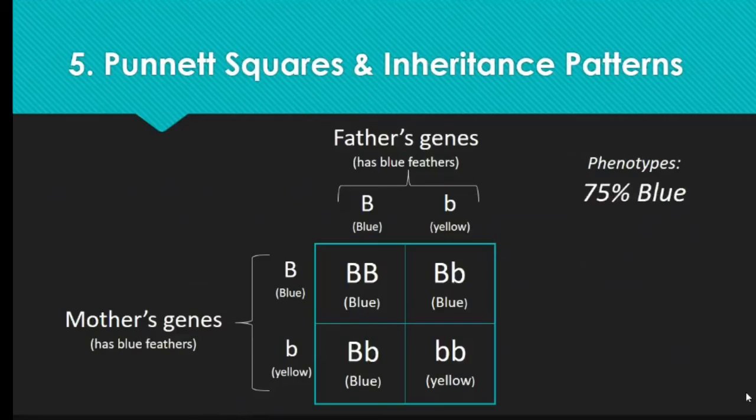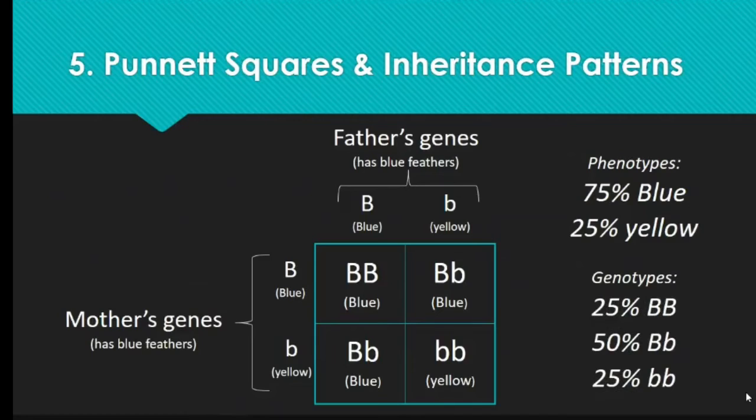So phenotypically, if these two birds got together and had babies, we would expect 75% of their offspring to be blue, 25% yellow. Is it possible that their offspring could be 100% yellow? Absolutely. Every offspring has the chance of being any square in the Punnett square. But probability states that about 3 out of every 4 will probably be blue and 1 out of every 4 will probably be yellow. Okay.